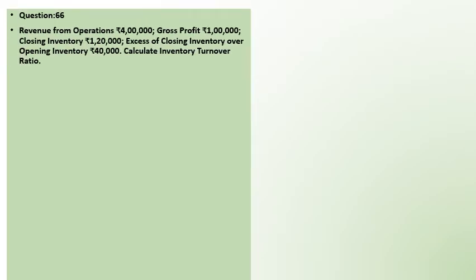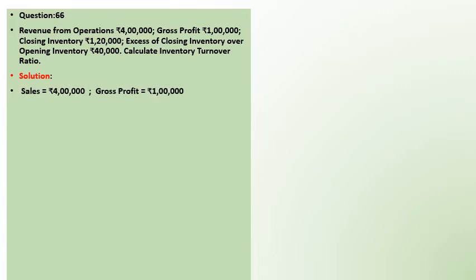We have the next question, again on inventory turnover ratio. Revenue from operations is given 4 lakhs, gross profit is given 1 lakh, closing inventory is given 1 lakh 20,000. Excess of closing inventory over opening inventory is 40,000. That means your closing inventory is higher. So you have to go on excess of closing inventory over opening inventory. So your opening inventory, you have to minus it, 1,20,000 minus 40,000, that is 80,000, your opening inventory.